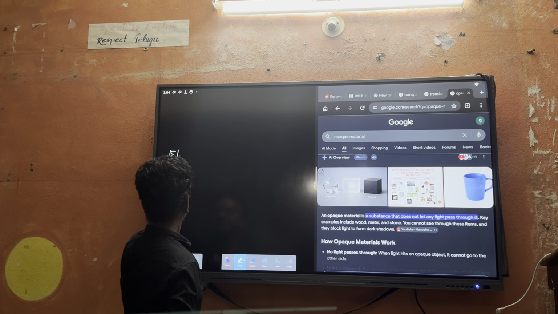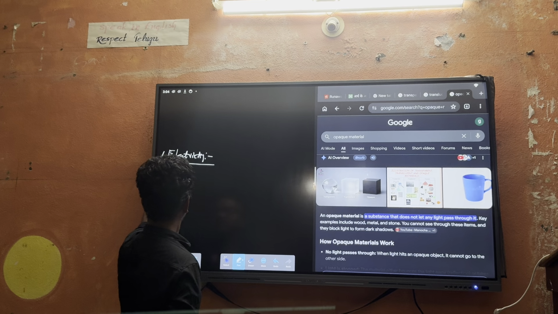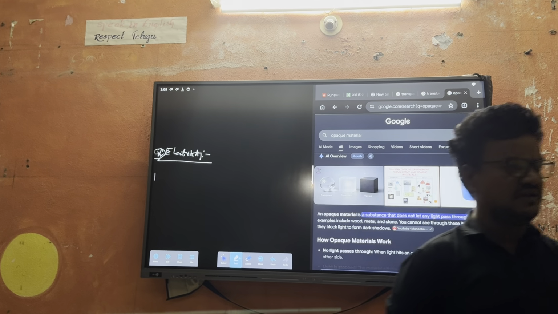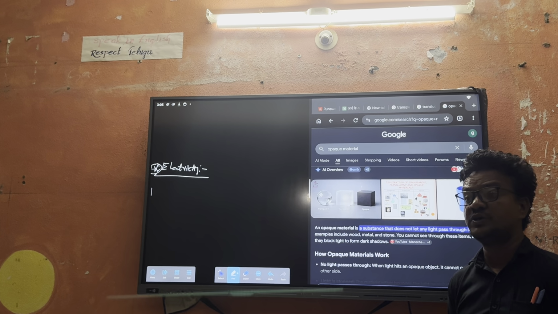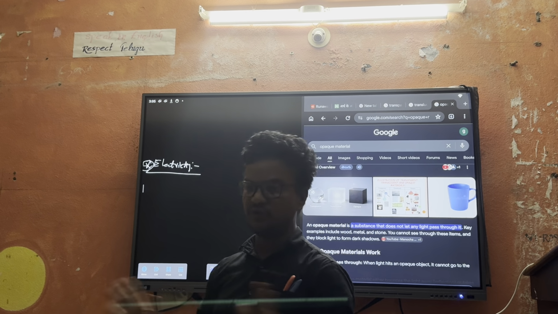Electricity. The materials which allow electricity through them are called good conductors. The materials which allow the current are called good conductors.